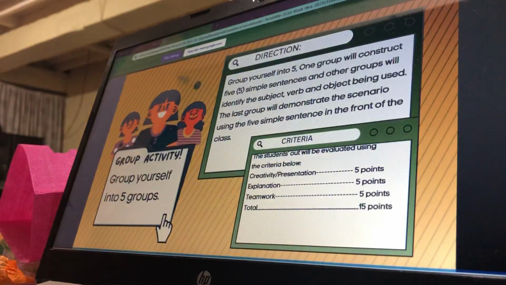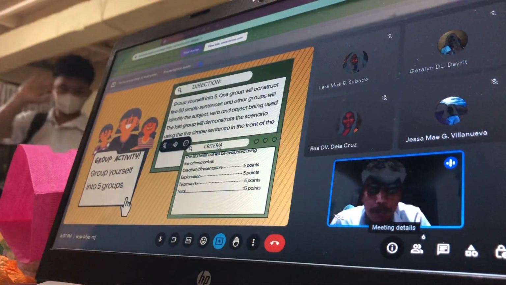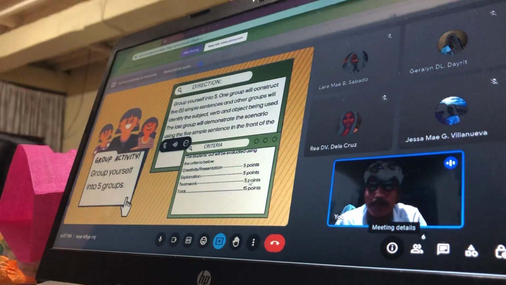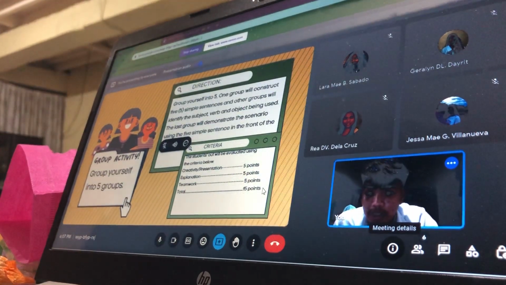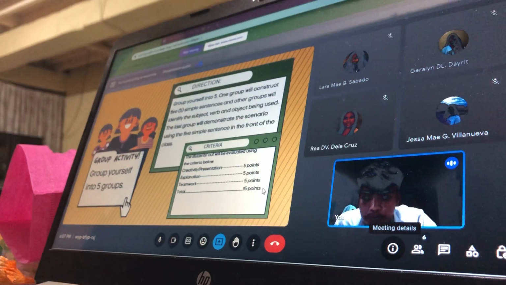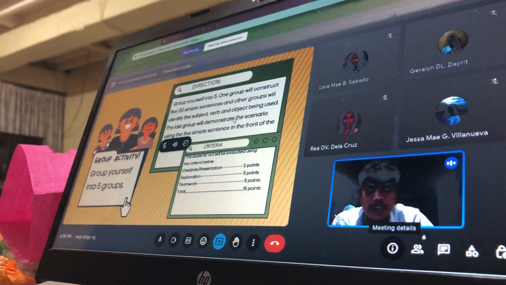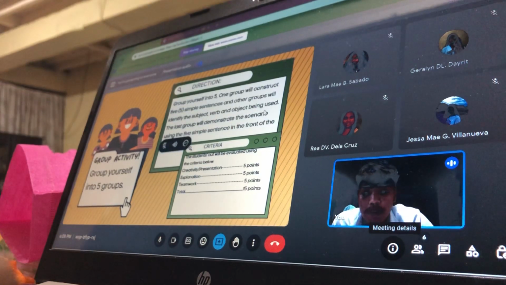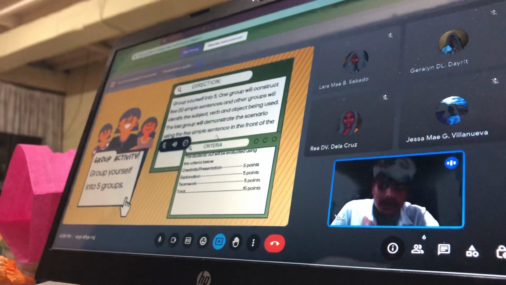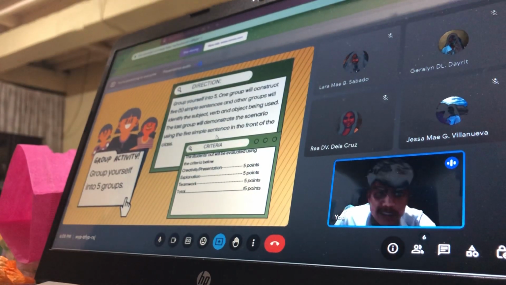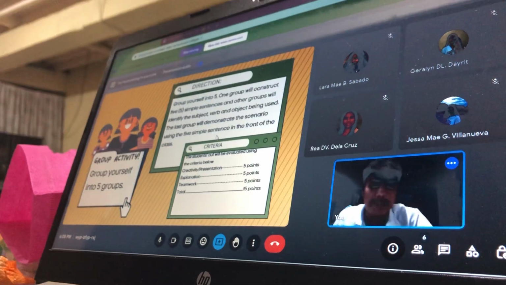And next, for the group activity, group yourself into five and construct five simple sentences, and other groups will identify the subject, verb, and object being used in the sentence. The last group will demonstrate the scenario using five simple sentences in front of the class. But because we are in an online class, we cannot do this physically.